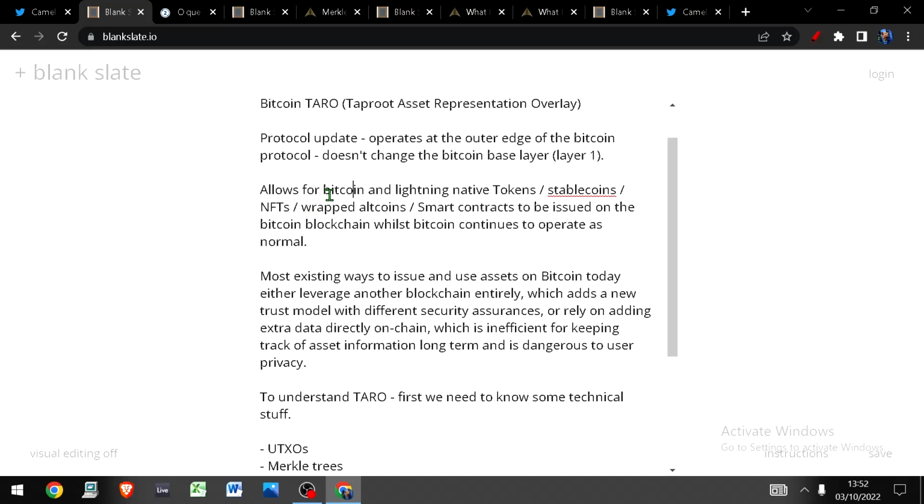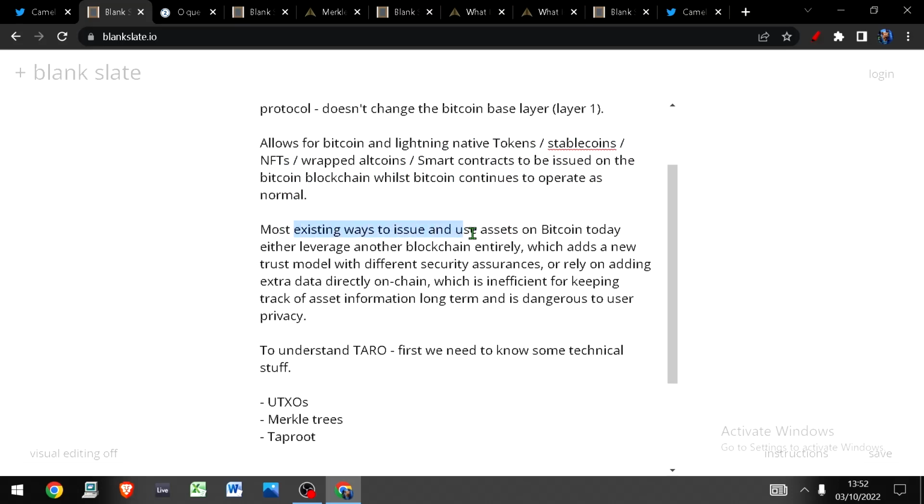Taro allows for Bitcoin and Lightning native tokens, stablecoins, NFTs, wrapped altcoins, and smart contracts to be issued on the Bitcoin blockchain, whilst Bitcoin continues to operate as normal. So most existing ways to issue or use assets on Bitcoin today either have to leverage another blockchain entirely, which adds a new trust model and different security assurances, or it relies on adding extra data directly on chain, which is inefficient for keeping track of asset information long term and is dangerous to user privacy.